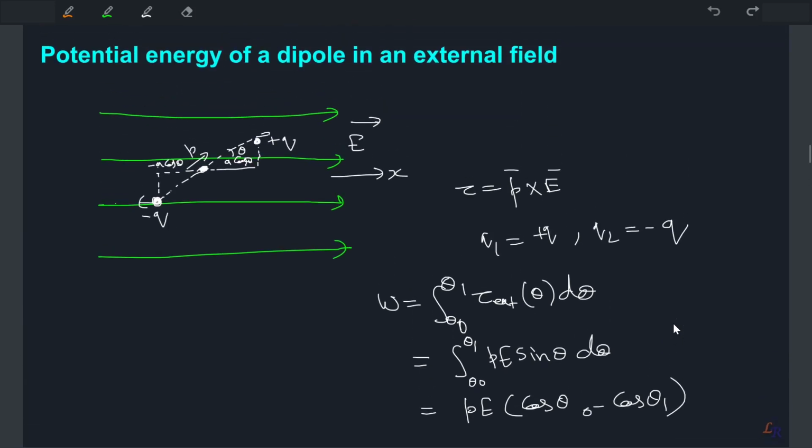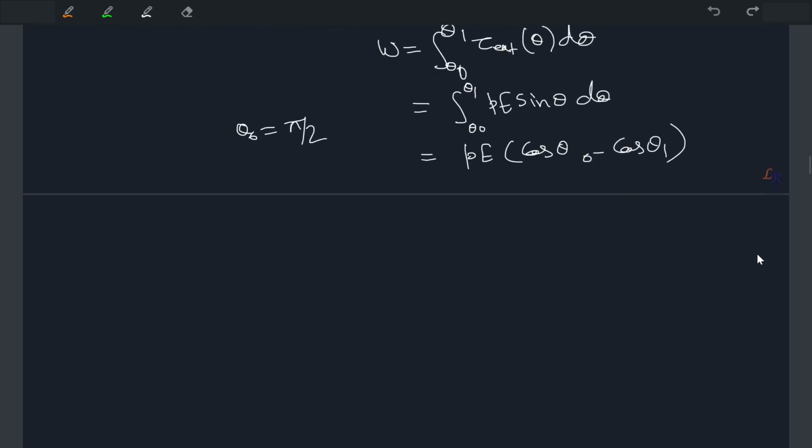the angle from perpendicular to some angle theta. So let's assume that theta 0 is equal to pi by 2, and we see how we can justify this in the regular calculation which we did for the above two charge system. So then we can write, if theta 0 is pi by 2, we can write pE (cos pi by 2 minus cos theta), let's say. So you want to bring it from pi by 2 angle to some angle theta.